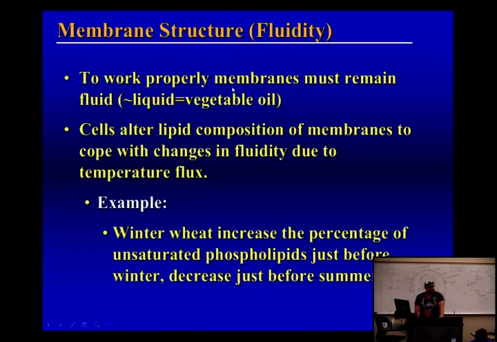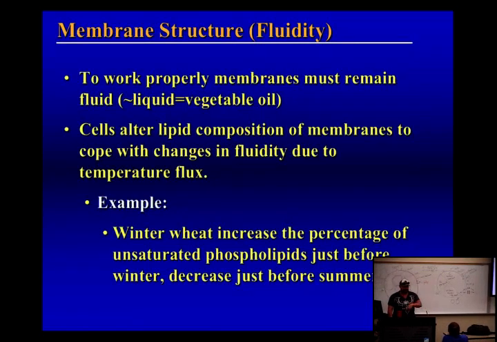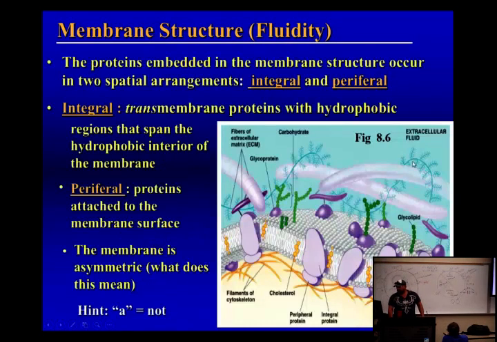So this is what we talked about. In order to stay functioning, the membrane has to have a certain fluidity, and that's around the consistency of vegetable oil, maybe a little thicker than that. And cells can alter the composition of their lipids, so plants can do that, right? And animals add or remove cholesterol from the membrane. And so this is an example. Winter wheat increases the percentage of unsaturated phospholipids right before winter. Makes sense, right? Because you want it to be more fluid if it's going to get cold outside. All right.